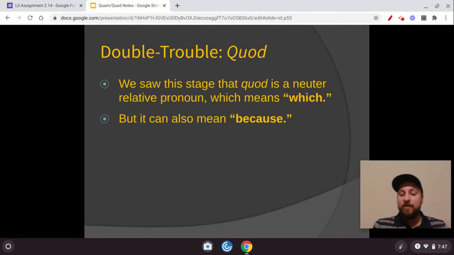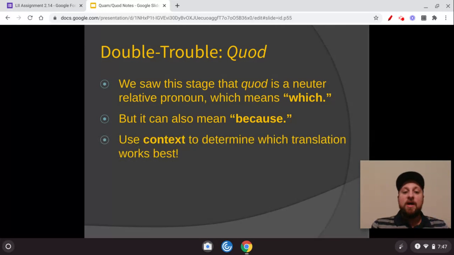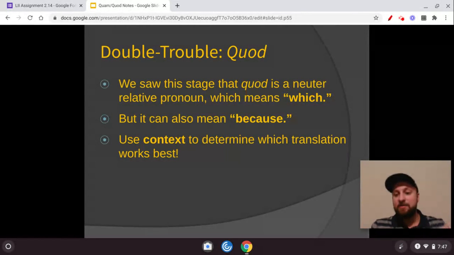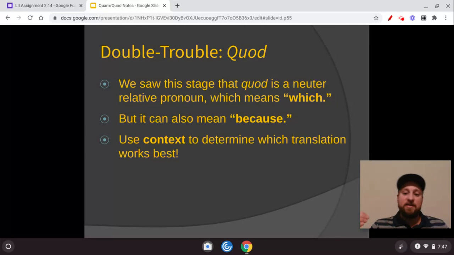It can get a little tricky if you come across them in a translation. My best answer for you is use context. What does the sentence require? What is possible? We'll go over this when we do some exercises with them during the week. But you'll see that the structure of the sentence is one thing, but it's also just plug in one or the other. Know that quod can either mean which or because, and pick the one that sounds better.